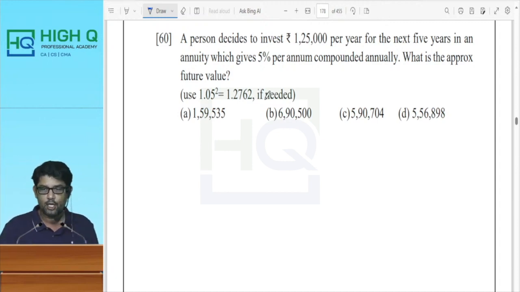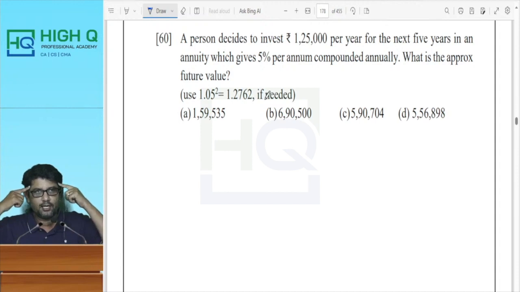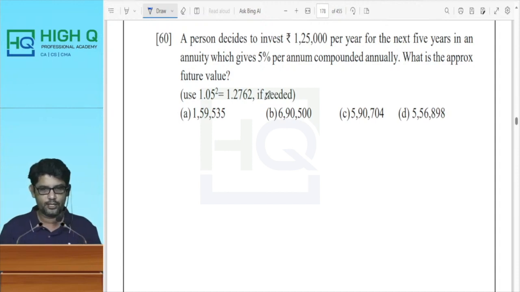Practice this. Please don't touch your pen. Don't write anything in your notebook. Only take the calculator, imagine the formula, substitute mentally, and try to get the answer. Do it.